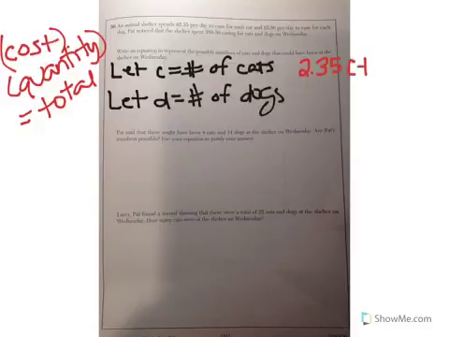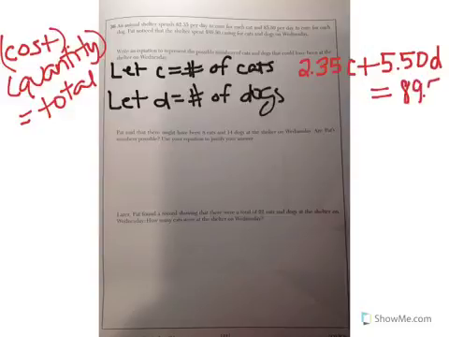Now we have to add the cost of a dog, which they told us was $5.50, and we need to multiply $5.50 by how many dogs we have, which we don't know, and we're representing by the letter D. And this all equals the total, which they told us was $89.50. So that is your equation.